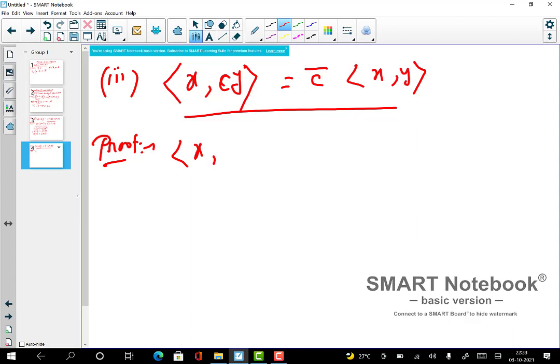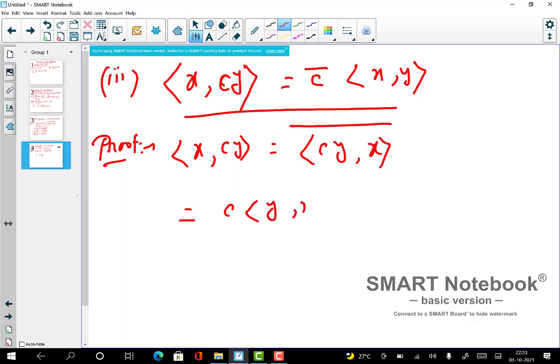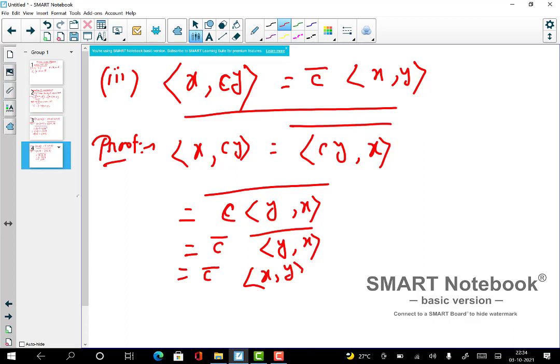So you start with <x, cy> and do the same things, so <cy, x> whole bar, right? And then you know that this is c times <y, x>, because c comes out from the first argument, whole bar. But then you have two scalars, one is c and one is this, and you have bar there, bar meaning complex conjugate, so that is nothing but c bar times <y, x> bar, okay? That <y, x> bar is nothing but c bar times <x, y>, okay? So this is the proof.